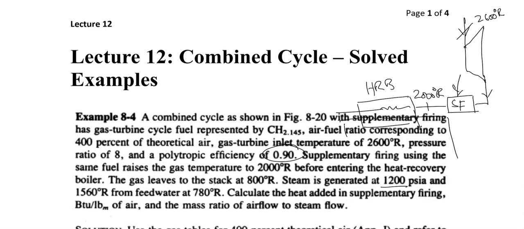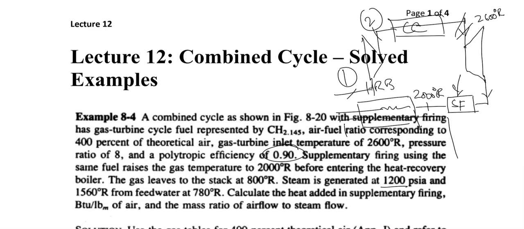Calculate the heat added in the supplementary firing and the mass ratio of airflow to the steam flow. First, let me complete the schematic diagram, so that would be the combustion chamber over here, and then the inlet and the exit of the compressor. Starting from the compressor inlet, we have state 1, state 2, then the inlet of the turbine at state 3, then the exit of the turbine at, let's suppose, state 4, then the exit of the supplementary firing at state 5, the exit of the HRB from the gas cycle is state 6, and the feed water inlet is state 7, and the exit would be, let's suppose, state 8. So that is a little bit of numbering for my cycle.